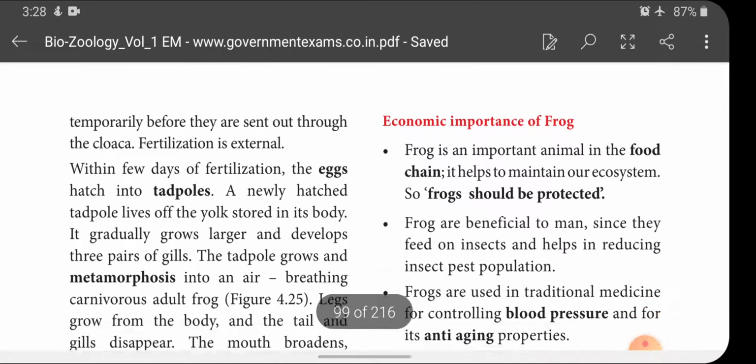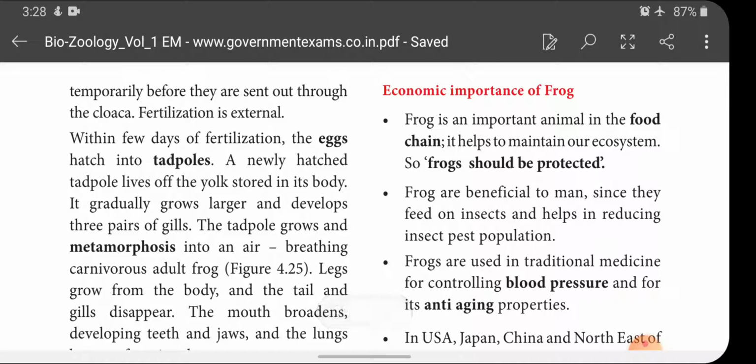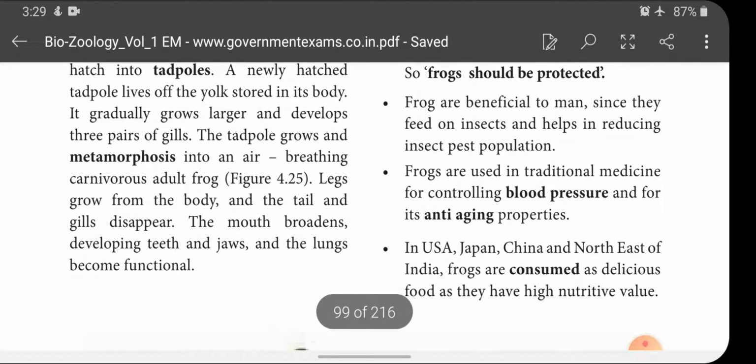Next, the economic importance of frogs. Frog is an important animal in the food chain. It helps to maintain our ecosystem, so frogs should be protected. Food chain is very essential to maintain the ecosystem. Frogs are beneficial to man since they feed on insects and help in reducing the insect pest population. Since frogs feed on pests, they reduce the pest attack on plants.